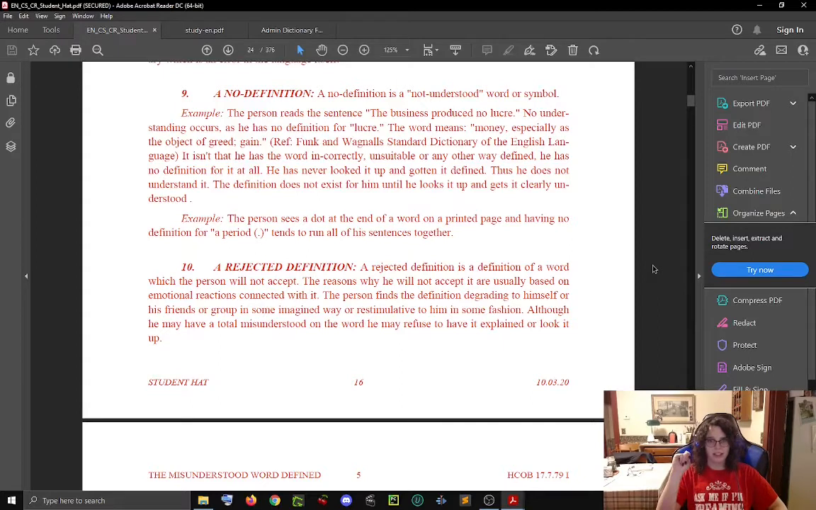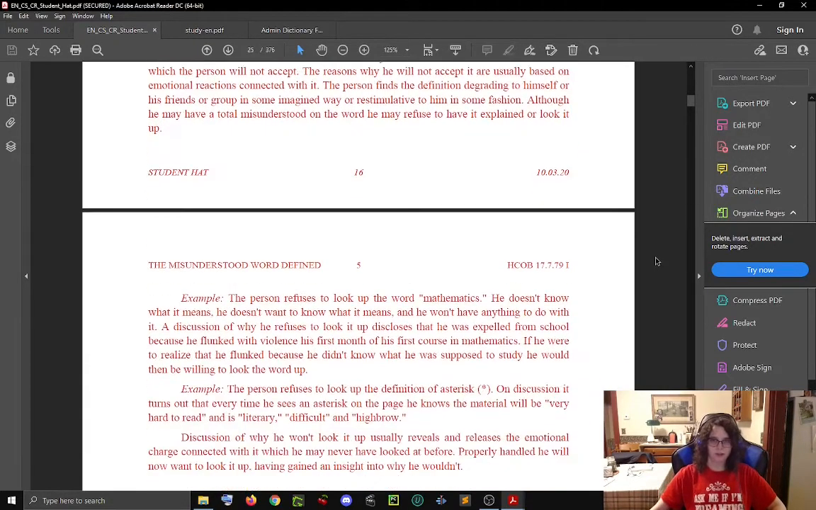It isn't that he has the word incorrectly, unsuitable, or any other way defined. He has no definition for it at all. He's never looked it up and gotten it defined, thus he does not understand it. The definition does not exist for him until he looks it up and gets it clearly understood. Example, the person sees a dot at the end of the word on a printed page and having no definition for a period tends to run all of his sentences together.